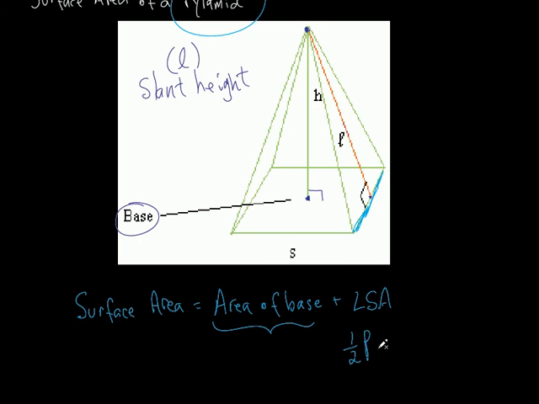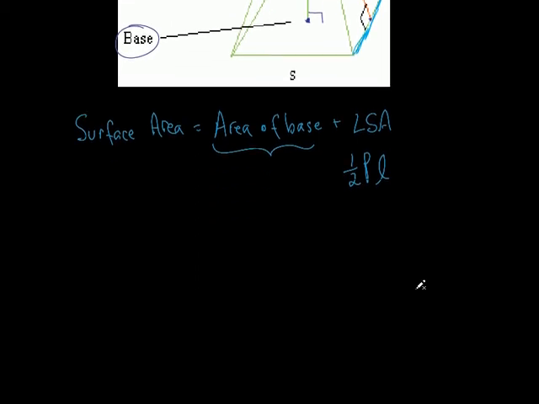So it's 1/2. This is actually all the bases added up times the slant height, which is L. So that's a little bit different than we did on the prism. So here it is. It's still the area of the base plus the lateral surface area.